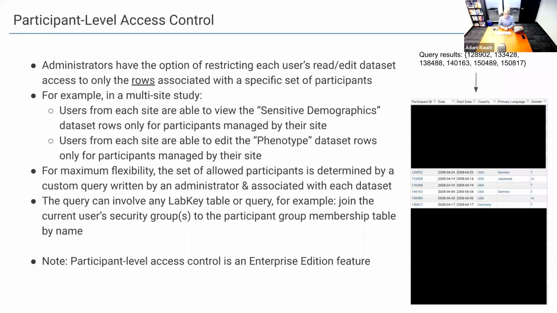So the query that gets written can involve any LabKey table or query. So you've got full flexibility as to how you, as an administrator, determine which participants each user is able to view. So again, an example doesn't have to necessarily work this way, but let's say I have security groups associated with each site. So that identifies all the users who are associated with site A, all the users associated with site B, site C, etc.